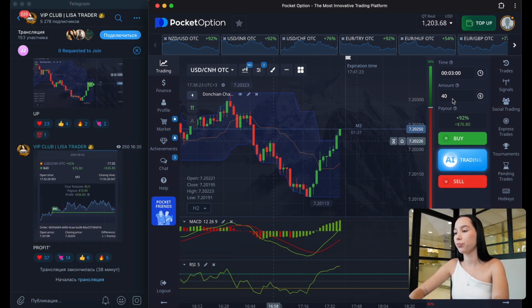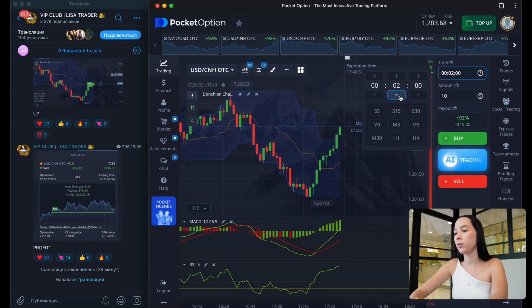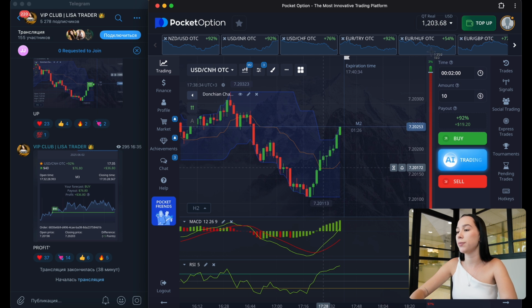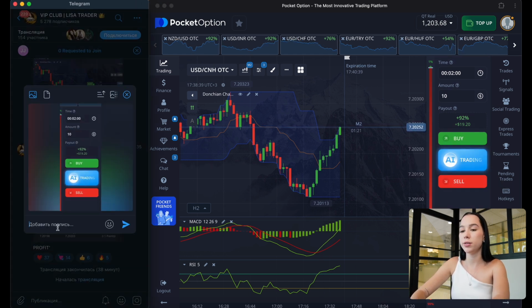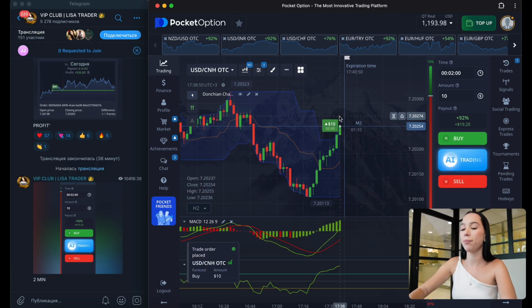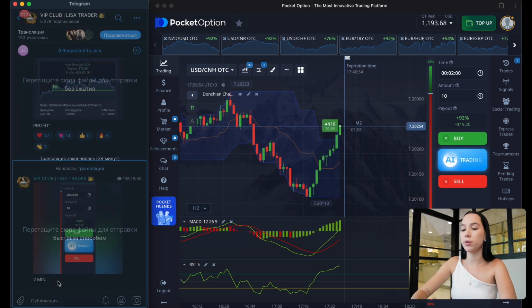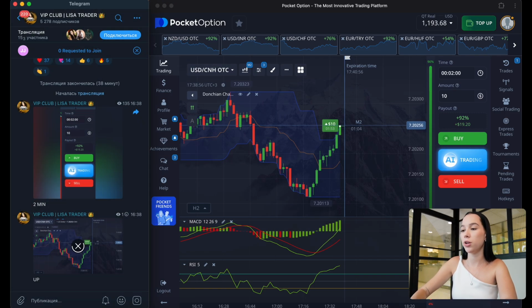So okay, we stay on the same chart, and on 1, 2, 3 we changed the time to 2 minutes. Okay, so on 1, 2, 3, let's open the trade up for 2 minutes. 1, 2, 3, up. We open the trade up. 2 minutes. Here it is.